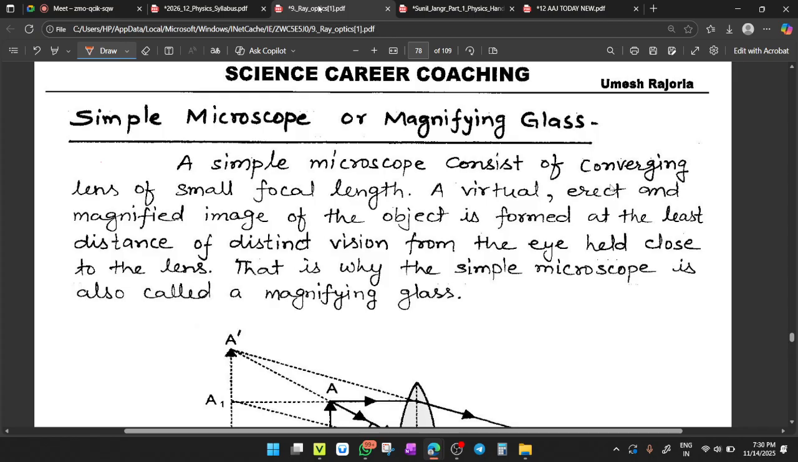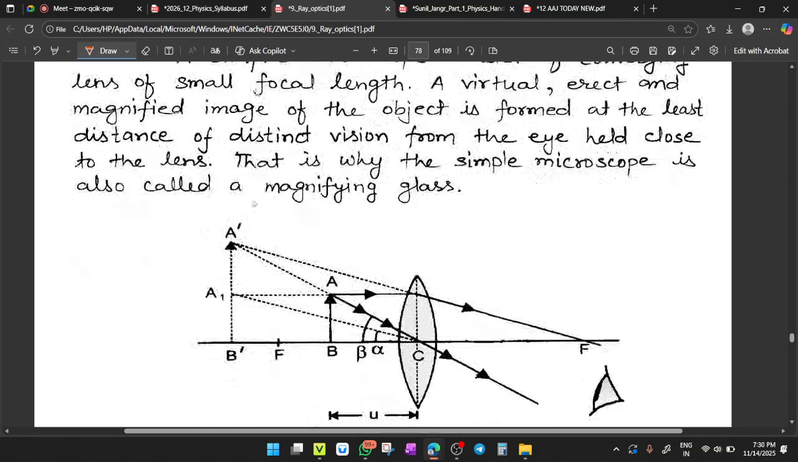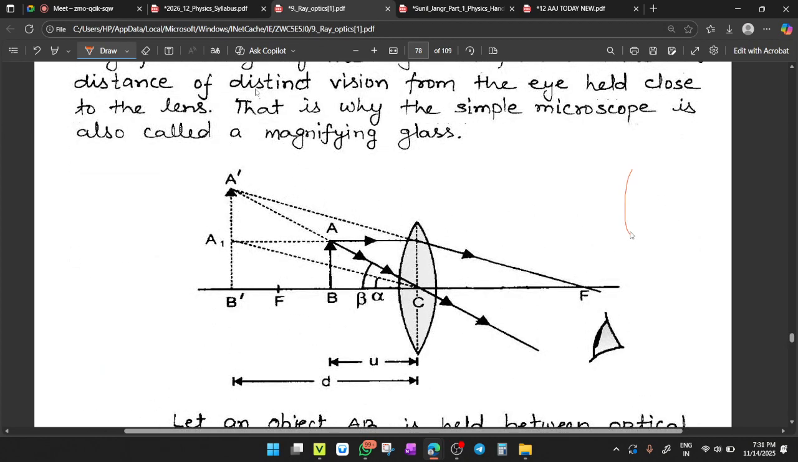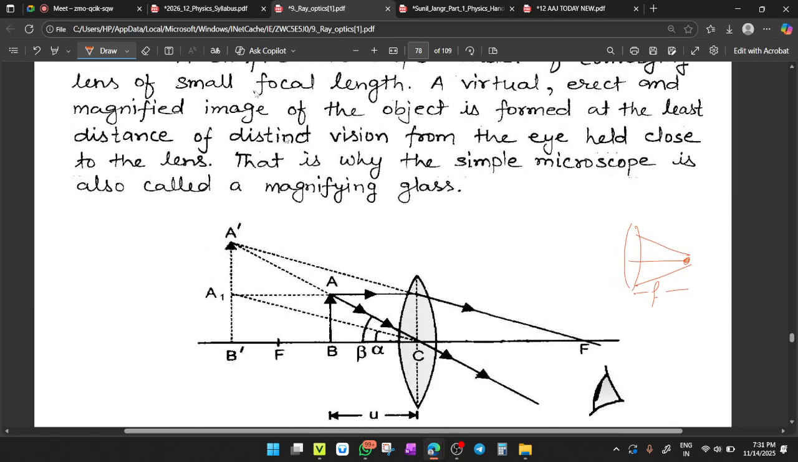A simple microscope consists of a converging lens of small focal length. Yes, we have used it as a magnifying glass. So it can focus a very short distance object. So obviously it is a very small focal length convex lens, right? A virtual, erect and magnified image of the object is formed at the least distance of distinct vision from the eye held close to the lens.